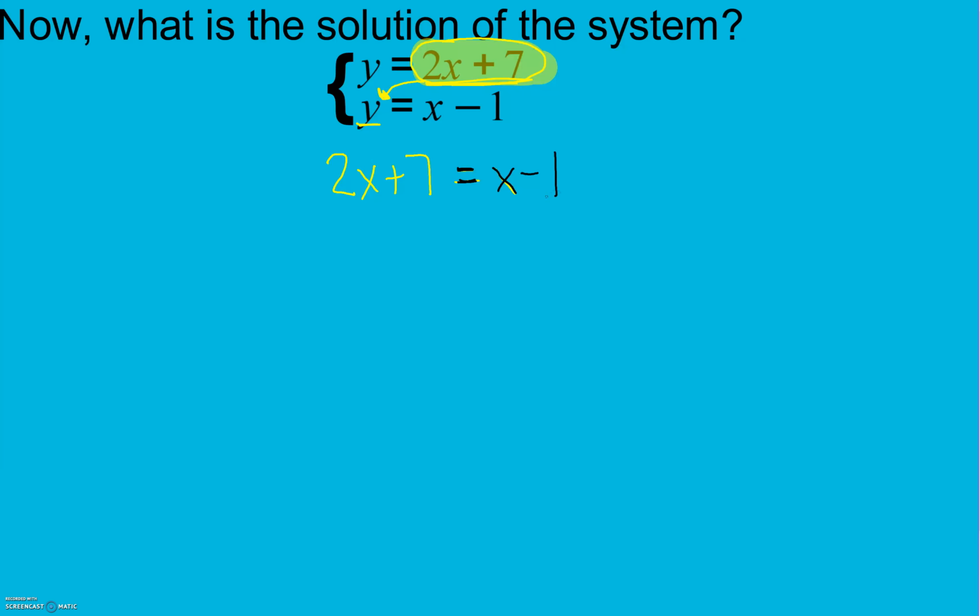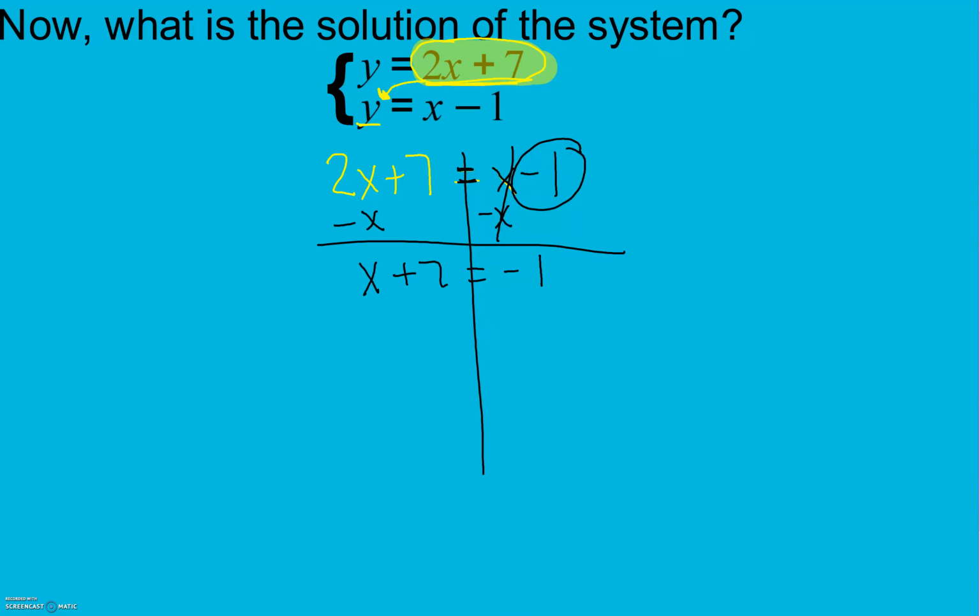Now we just solve. X is on both sides, so I'm going to subtract to get them together. 2x minus x is x. I have x plus 7 equals -1. Remember, the sign goes with the number. Now I can subtract 7 to get the x all the way by itself, and I get -8.